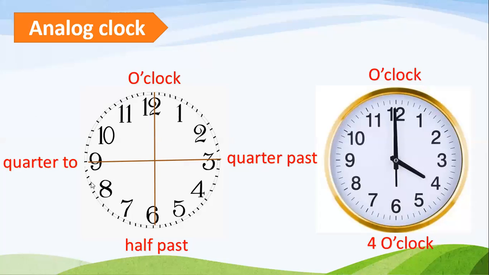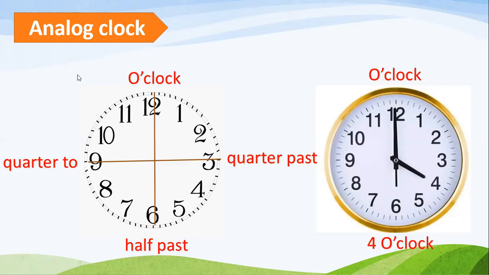Now we are concerned about the long hand. If the long hand points to 12, it means o'clock. If the long hand points to 6, it means half past. If the long hand points to 3, it means quarter past. If it points to 9, it means quarter to.